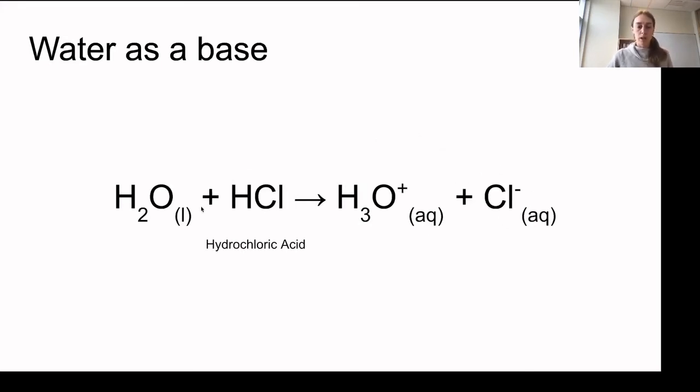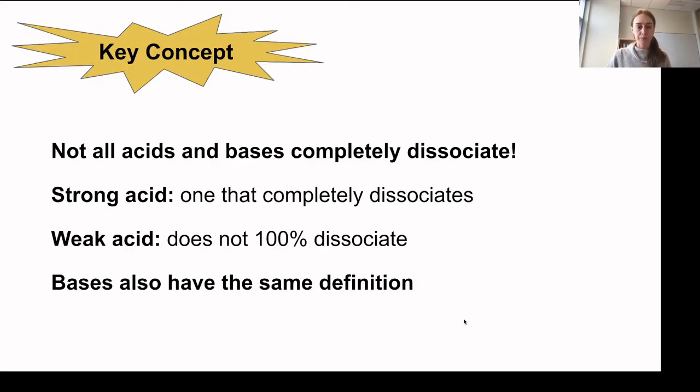Water can also be a base. So again, we have water, we add something like hydrochloric acid to it, it turns into our hydronium ion and chloride. So in this case, water stole this proton out here, added it to H2O to make this hydronium, and we were left with chloride ions in solution. So that's how water can be a base.